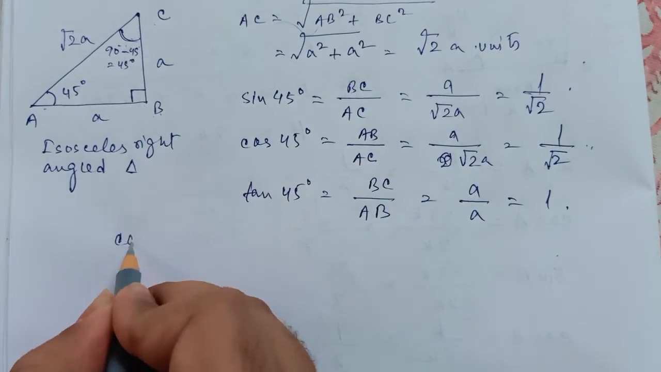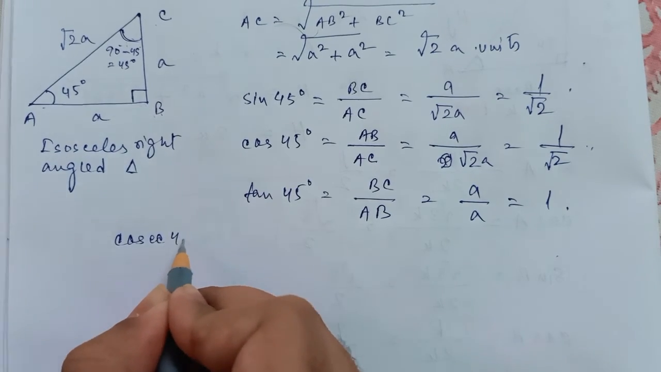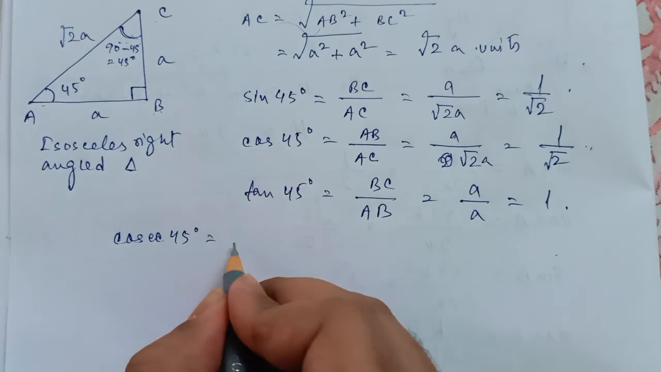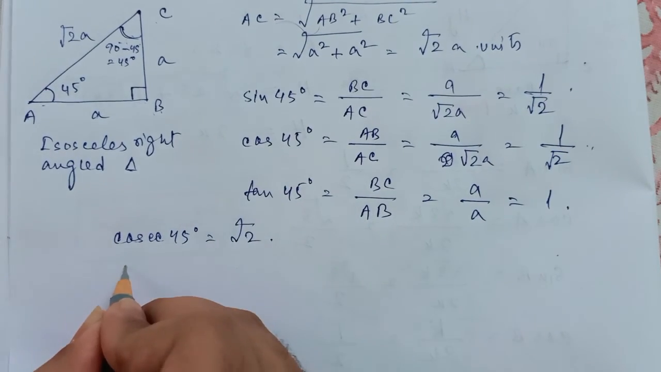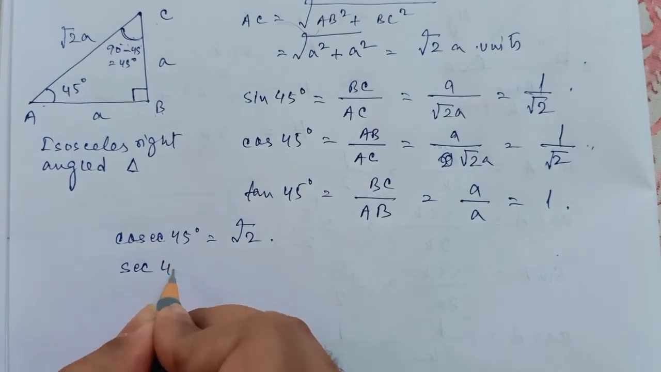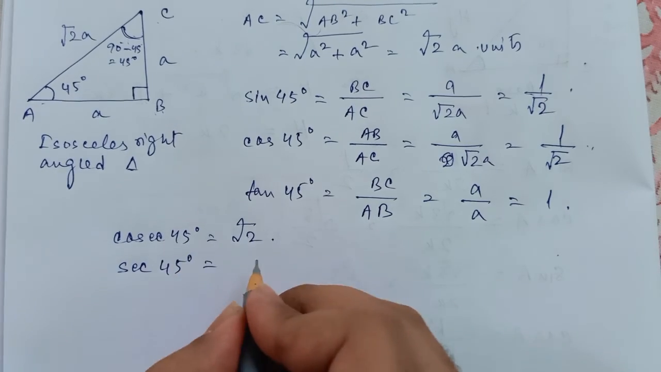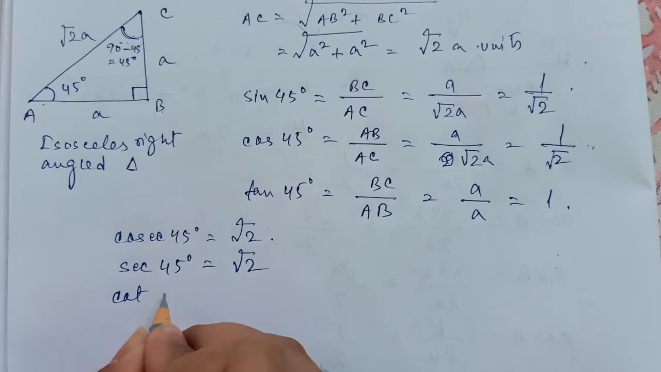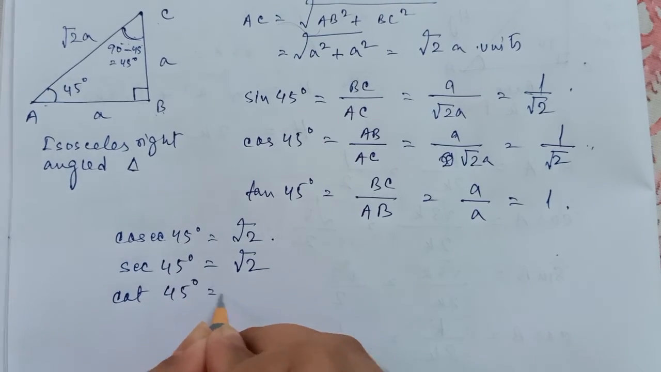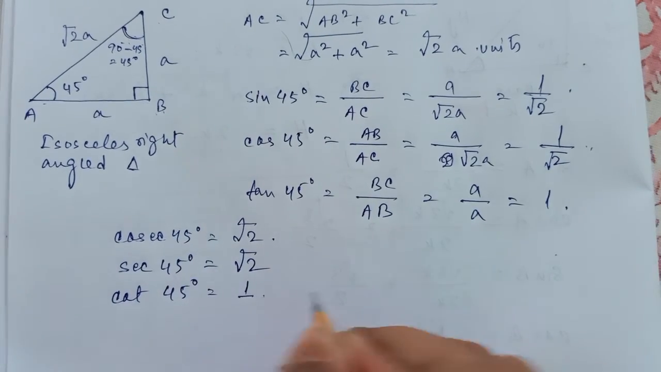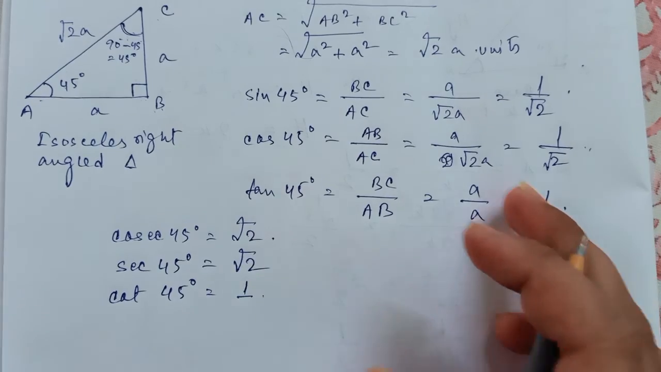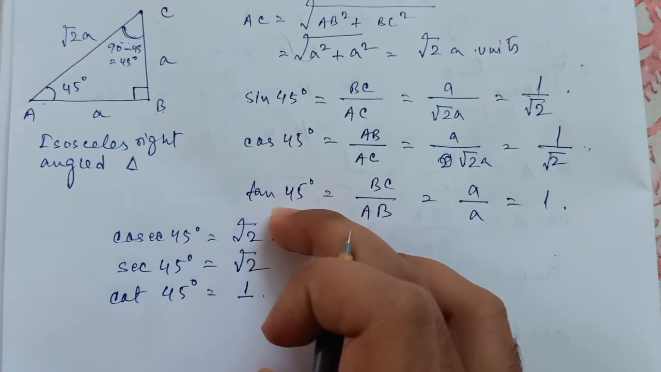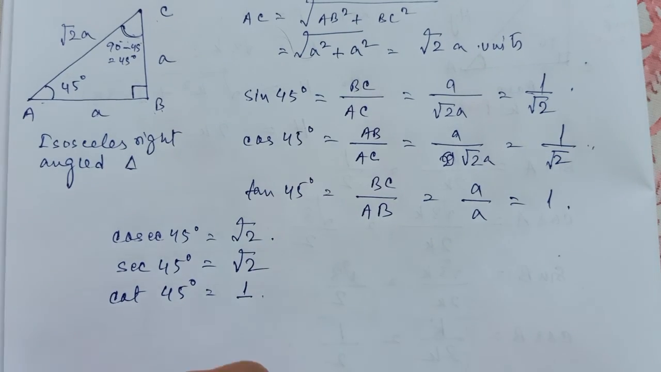Okay, so what will be the value of cosec 45 degree? It will be the reciprocal of 1 by root 2, that is root 2, and therefore sec 45 will also be root 2, the reciprocal of cos 45, right? And the value of cot 45 is also the reciprocal of 1, that is 1. So see, we have got all the values of sine 45, cos 45, tan 45 and cosec, sec and cot.